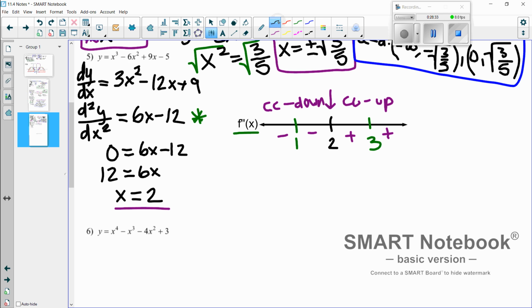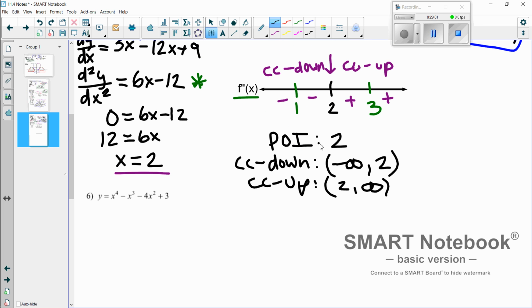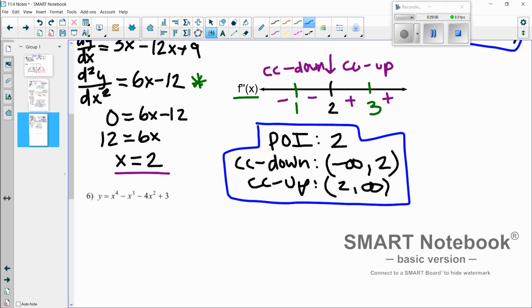And then our last step is to write our POI, our points of inflection, which is just 2 here, and then our intervals in interval notation. So concave down, we're negative infinity to 2, and concave up, we're 2 to positive infinity. Okay, so this one was nice and quick. Really nice when you only have one inflection point. That makes a huge difference. It gets a little more complicated when we have more than one point of inflection. So let's move into our last problem.